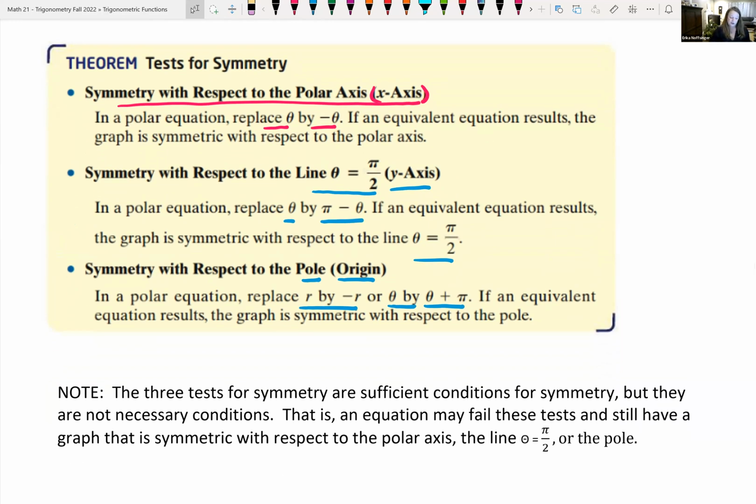There's something that you need to note about this. These tests are great in the fact that if it works, then we have extra points, right? Double whatever we find, double those points that we would have. But these three tests for symmetry are sufficient conditions for symmetry, but they are not necessary conditions, which means that an equation may fail these tests and still be symmetrical across either the polar axis or the line pi halves or the pole. So let's look at some equations and let's test for symmetry.